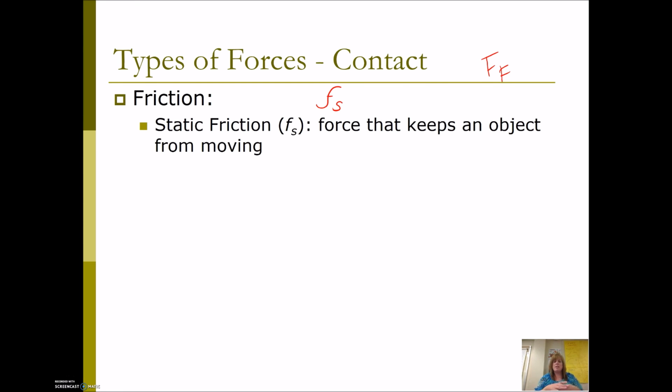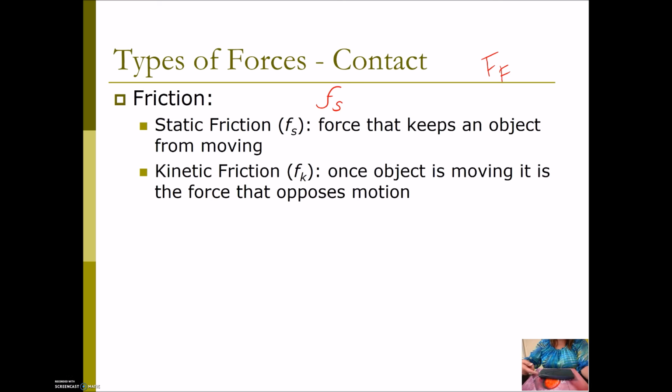A static frictional force is a force that keeps an object from moving. For example, let's put my calculator on my book here. If I apply a force to this, it doesn't move yet, but I am applying a force. I can feel my finger pushing. So right now, static friction is working to keep this object from moving. But if I push hard enough, then it starts to move, and once it starts to move, I have kinetic friction, which we symbolize with an F sub K.